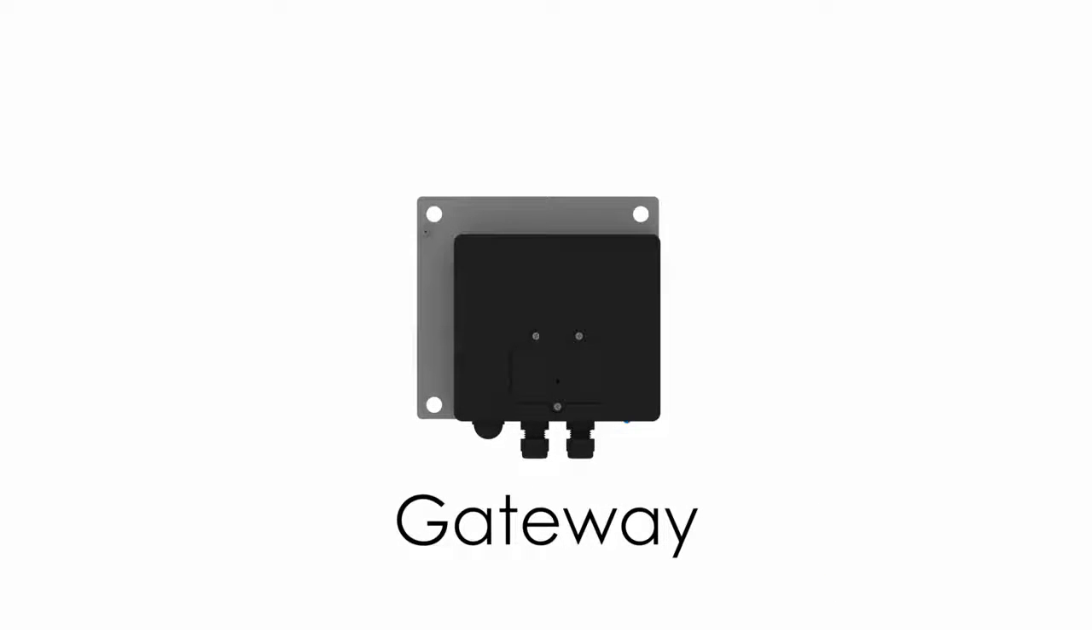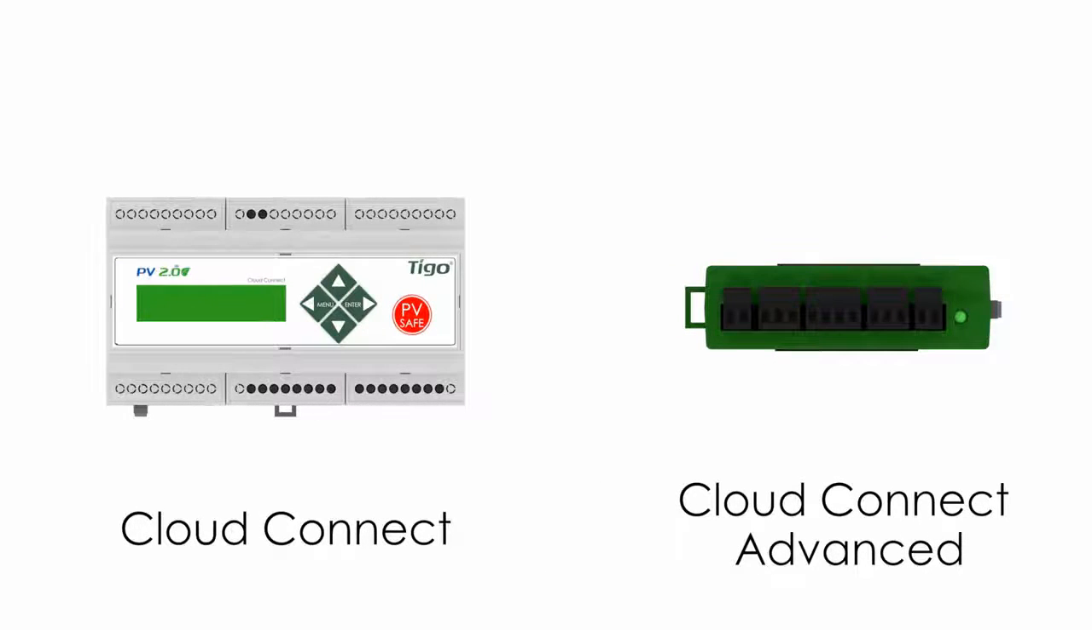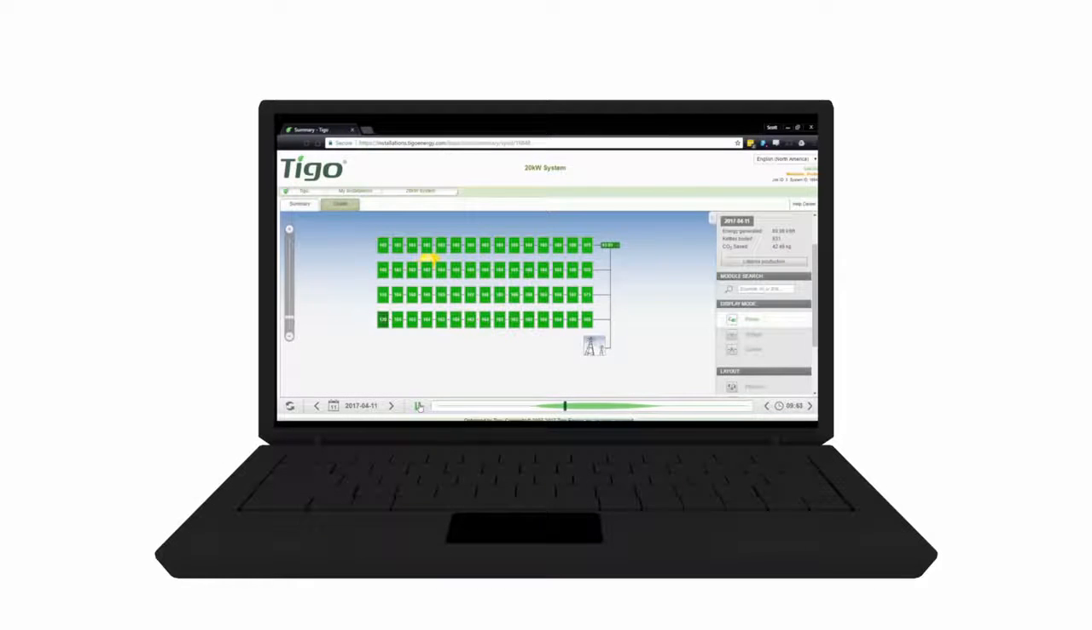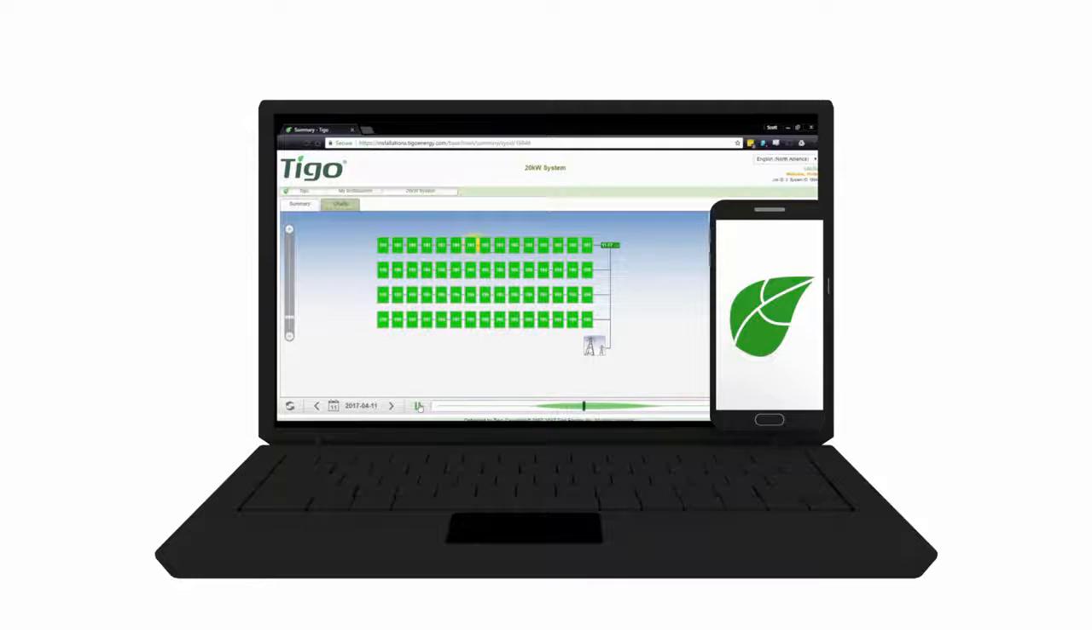The gateway is an antenna or access point that communicates wirelessly with the TS4 units for data collection and sends the information back to the Cloud Connect via RS-485 cable. The Cloud Connect or Cloud Connect Advanced is a powerful data logger which sends data to the cloud and also controls safety features like rapid shutdown. System energy production can be viewed by using Tigo's web-based monitoring interface or with the Tigo Smart app for iOS and Android.